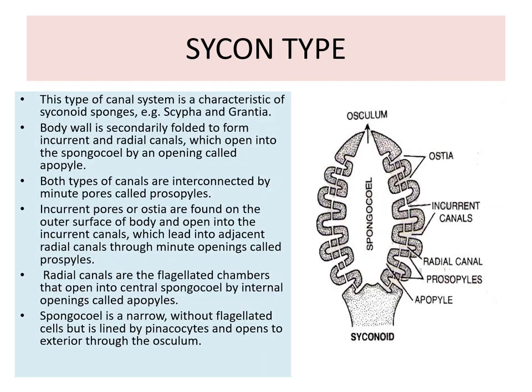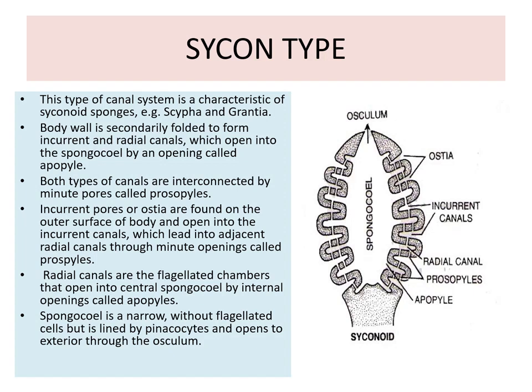Now the second type is the sycon type. This type of canal system is characteristic of syconoid sponges, for example, Scypha and Grantia. The body wall is secondarily folded to form incurrent and radial canals, which open into the spongocele by an opening called the apopyle. But here, a very important thing, the spongocele is not lined by the ciliated cells.